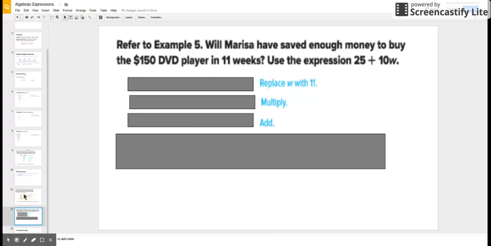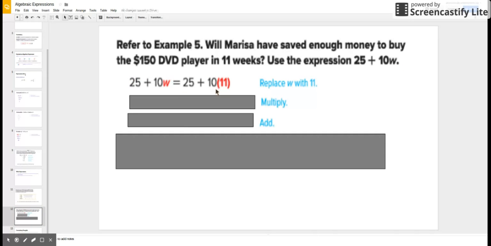Refer to the previous example here. Will Marissa have saved enough money to buy the $150 DVD player in 11 weeks? Use the expression 25 plus 10W. This is the expression that we just found in the last question. So we want to know if she'll have enough money to buy a DVD player that costs $150 in 11 weeks. So we're going to use this formula. Instead of W, we're going to plug in 11, and we're going to see if she has at least $150.